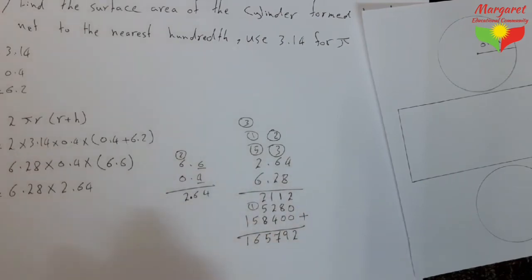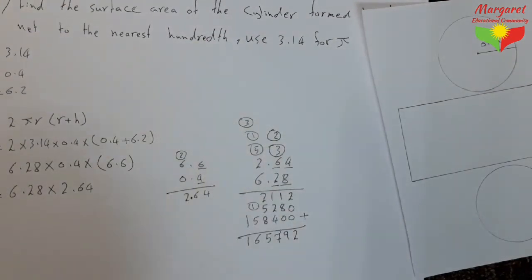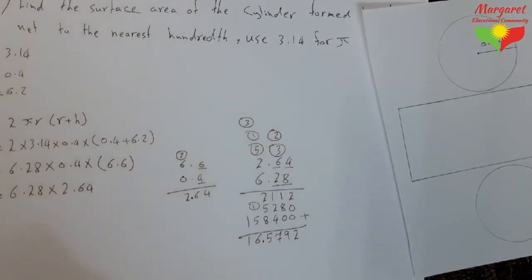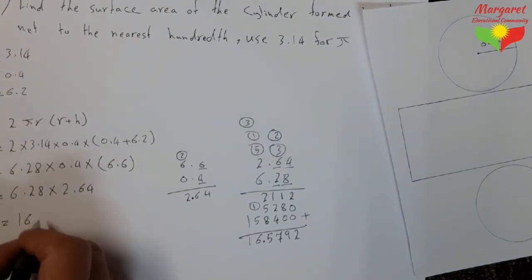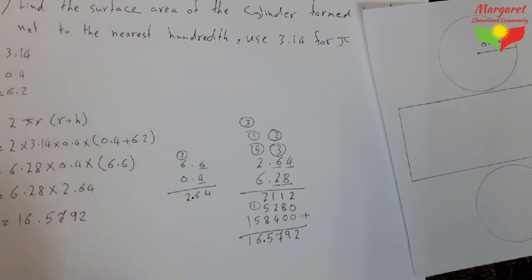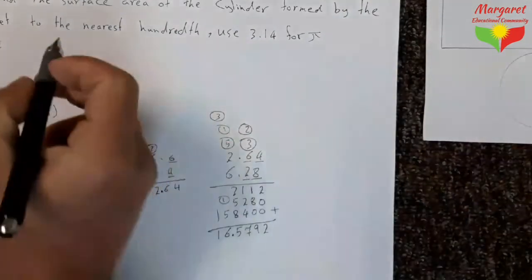and 1. We have 4 digits after decimal point. So put decimal point after 4 digits. So S equal to 16.5792. We say that round it to the nearest hundredth.